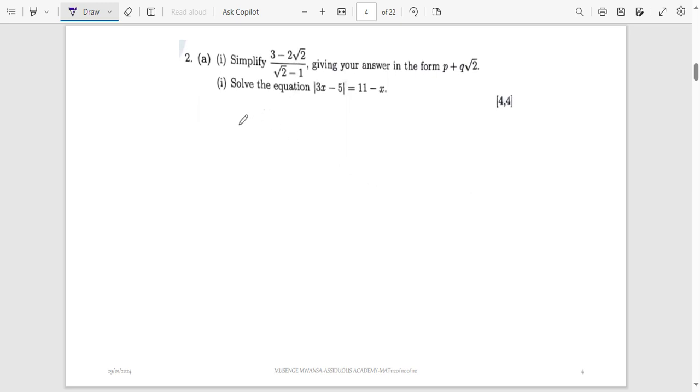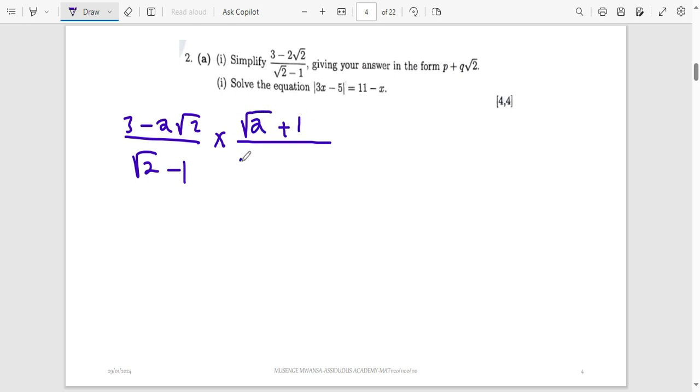Simplify 3 minus 2 square root of 2 divided by square root of 2 minus 1. You've been dealing with this a lot. So I'm multiplying on top and down by the conjugate of the denominator, square root of 2 plus 1. Okay, so this gives you 3 times square root of 2, that would be 3 square root of 2. 3 times 1, that is going to be 3. Negative 2 square root of 2 times square root of 2, that will be negative 2.